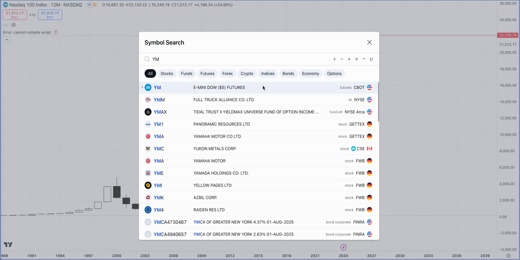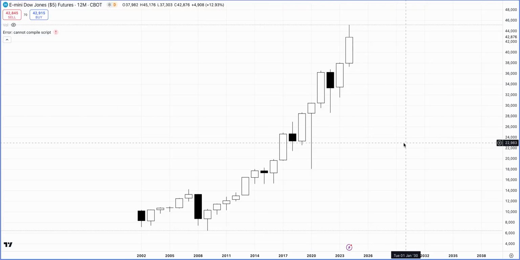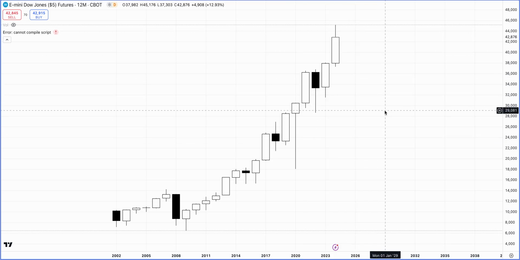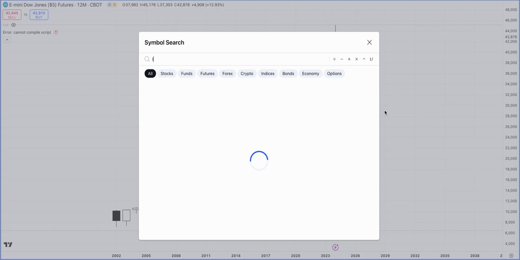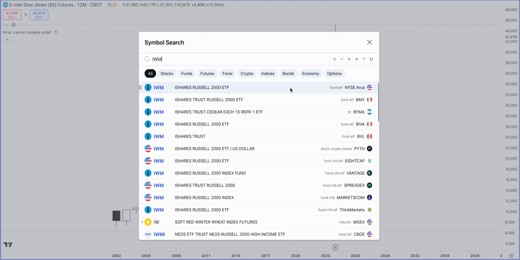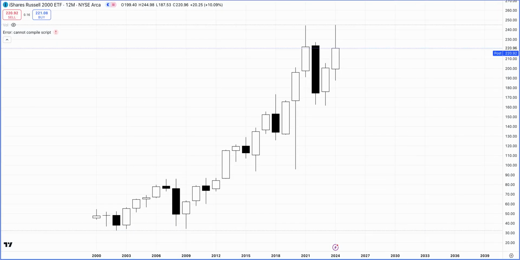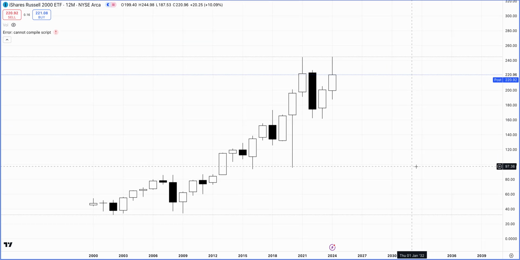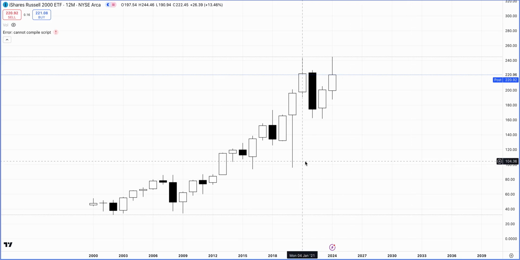Really interesting is going to be the Dow Jones Industrial. I've already taken a look at the cash market. This is the futures. So let's actually do IWM, which is the Russell 2000 shares. We can see that the Russell 2000 on the yearly is presenting a different picture, and we'll also take a look at the futures charts as well, but this is the cash one that I'm taking a look at.